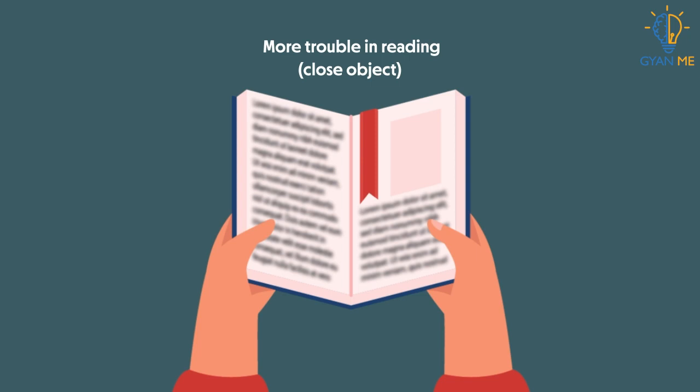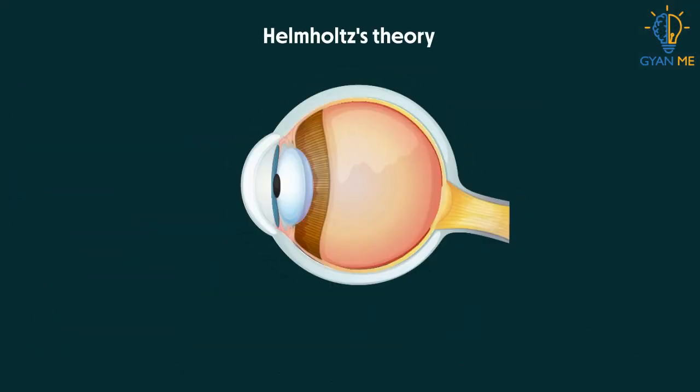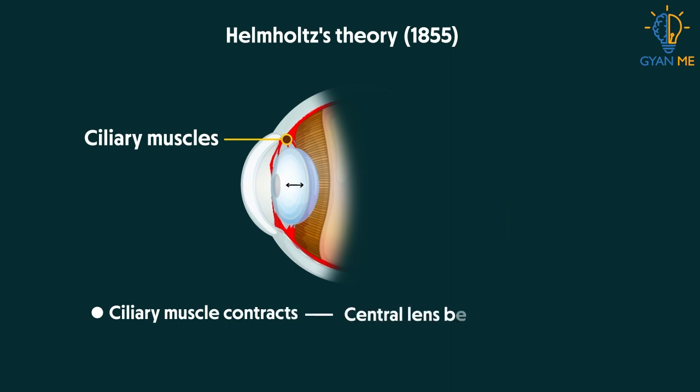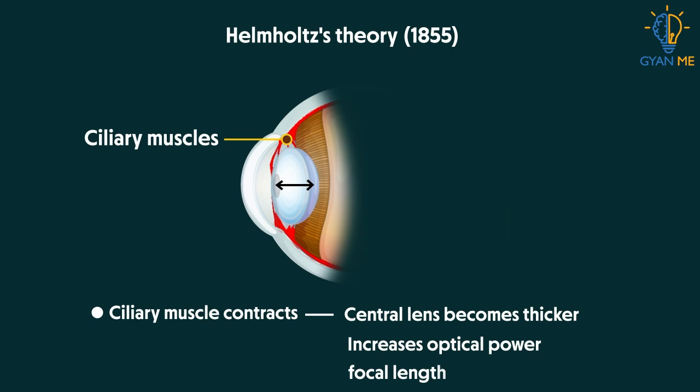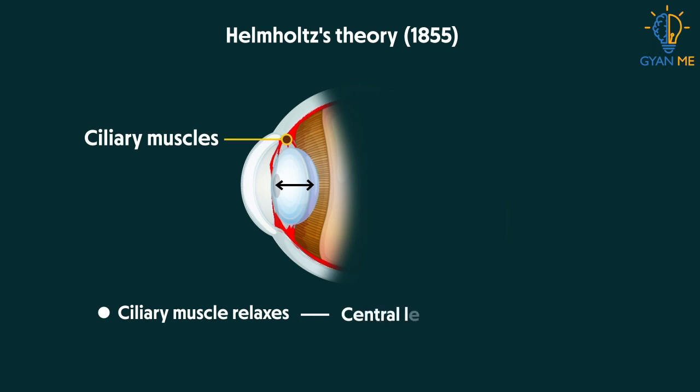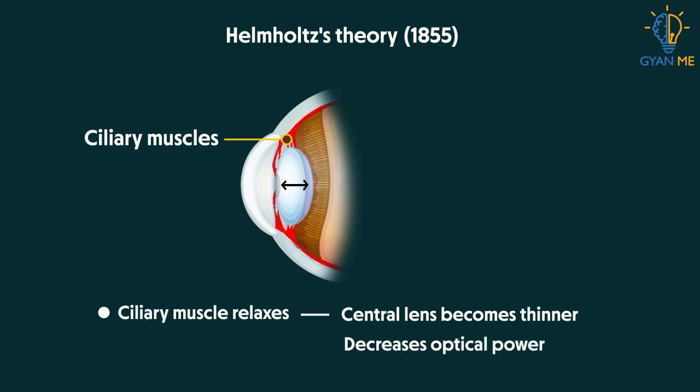Recall that as per Helmholtz's theory proposed in 1855, when the ciliary muscles contract, the central lens becomes rounder, that is, thicker, which increases its optical power, that is, its ability to bend the light. In this case, focal length decreases. And when the ciliary muscles relax, the lens becomes thinner or flatter, which decreases its optical power. And in this case, the focal length increases, just opposite to the previous one.